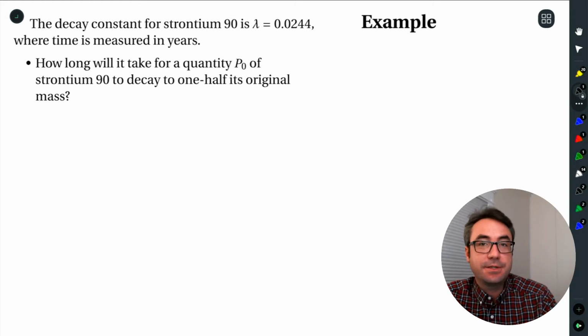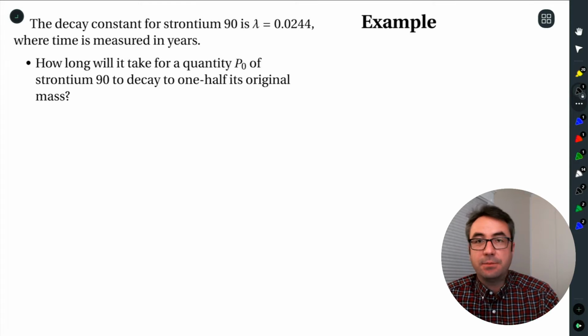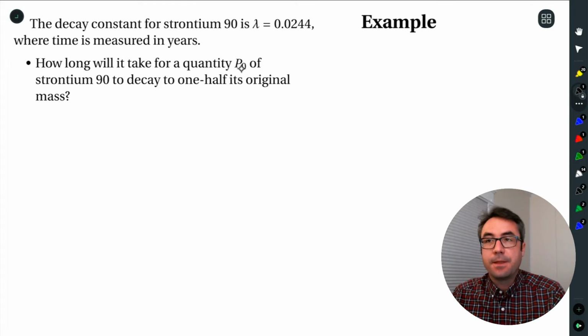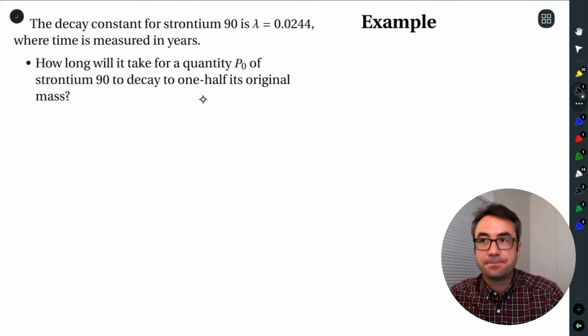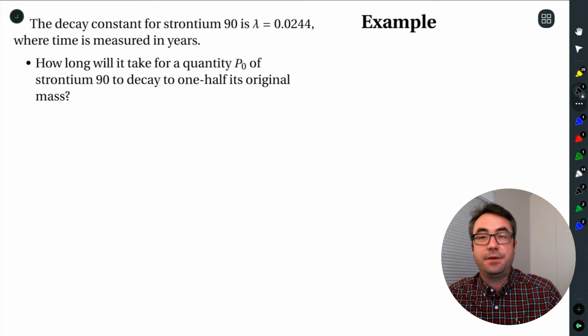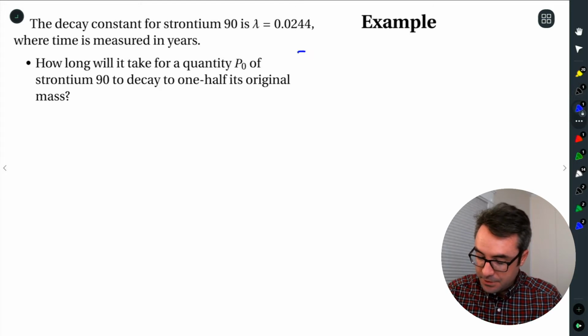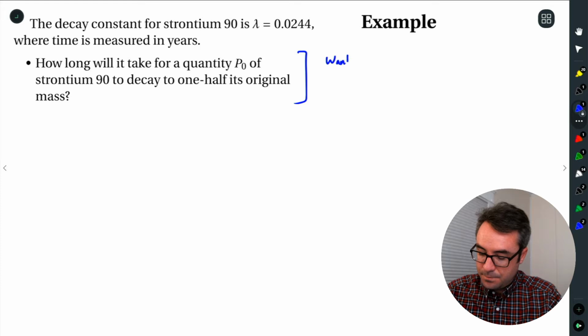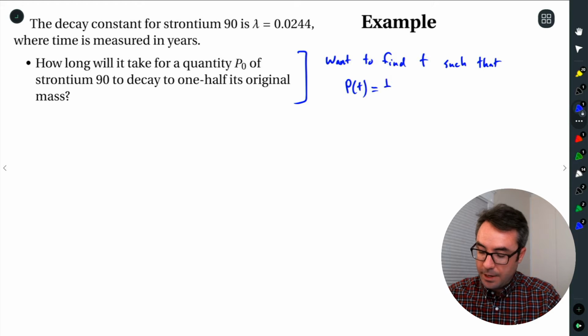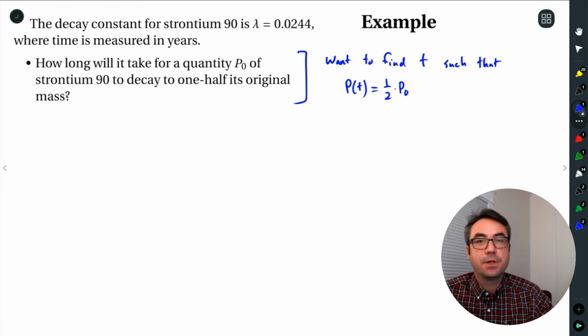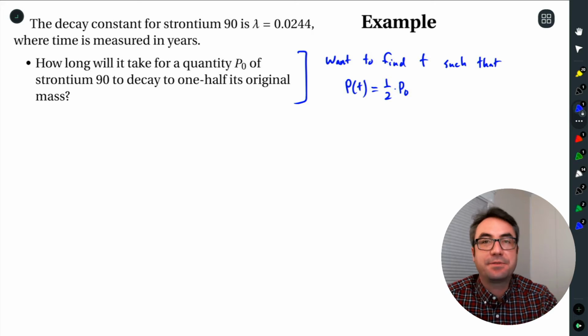And what we want to answer here is how long will it take for some quantity, P of 0, of this strontium-90 to decay to 1/2 its original mass. So essentially what we want to find here is the half-life. So we want to find T such that the size of our population is 1/2 our starting population. So P of T is equal to 1/2 times P0.